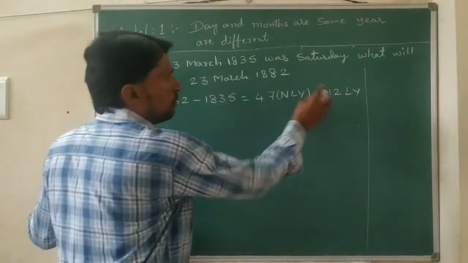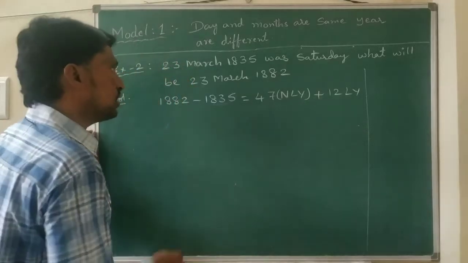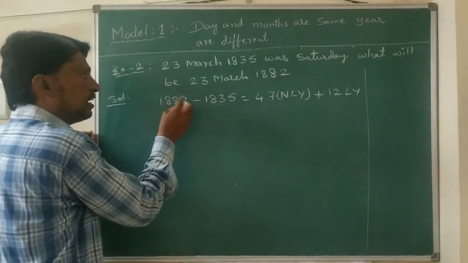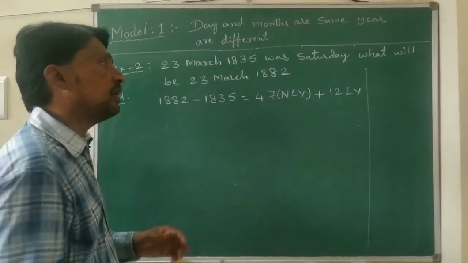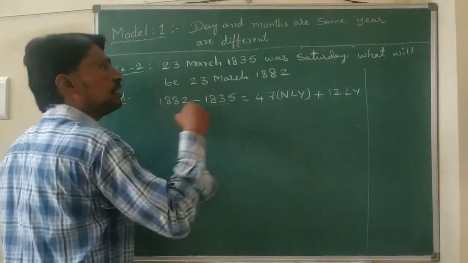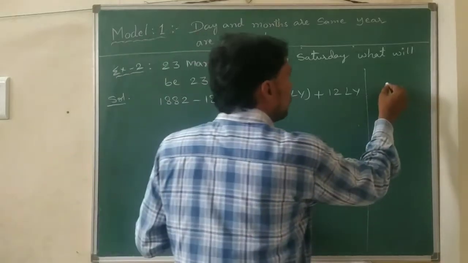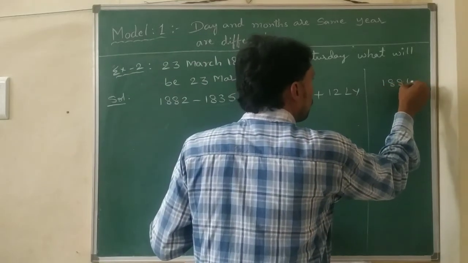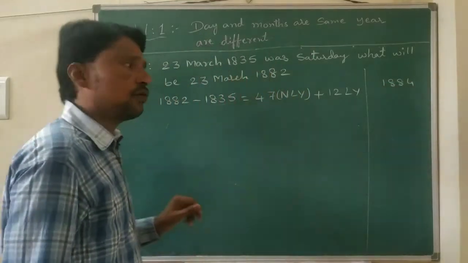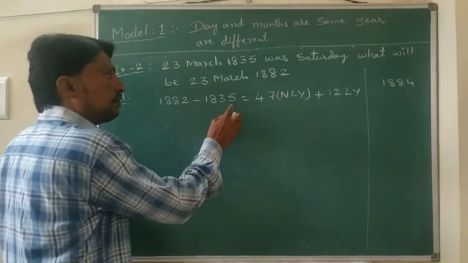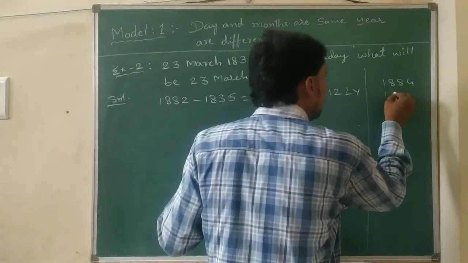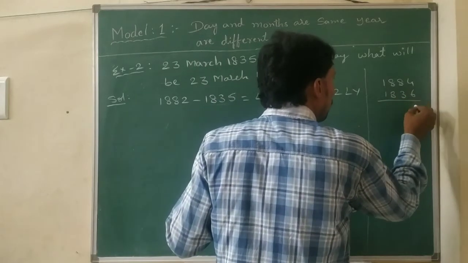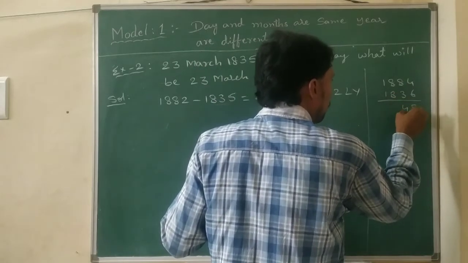So how did we get the leap years here? You have to check it. For 1882, take the nearest leap year above, which is 1884. For 1835, the nearest leap year above was 1836. So 1884 minus 1836 is 48.